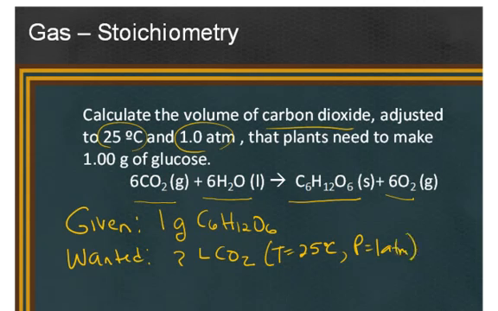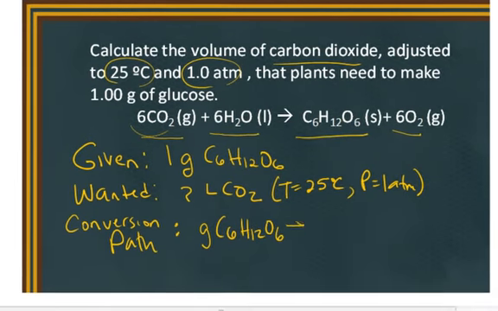Okay, so in order to work this problem out, we are going to have to convert from the given, which is the desired amount of product, to the wanted, which is how much of this reactant we need to get that desired amount of product. So the conversion path is going to be from grams of glucose, C6H12O6, to moles of glucose.